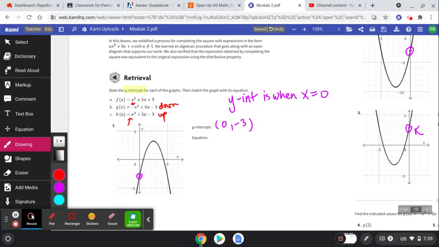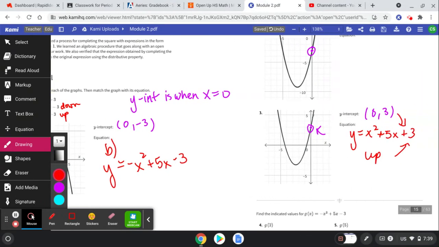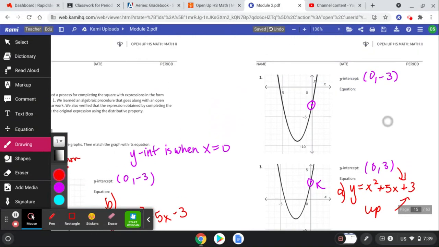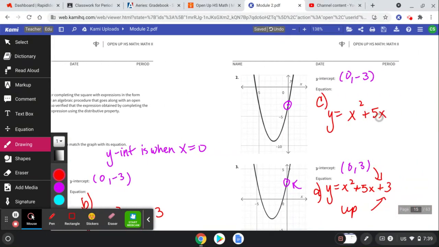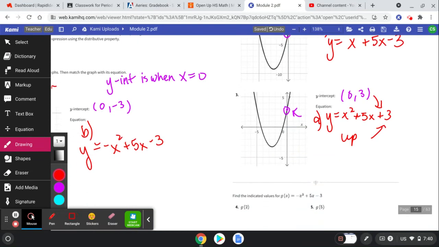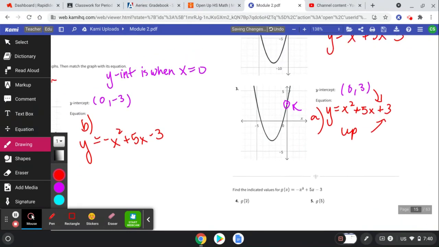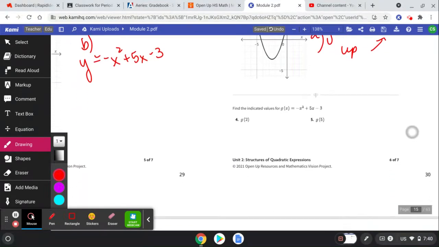So this down graph has to be B. Y equals -x squared plus 5x minus 3. This one was already with A. And then this one has to be C. Y equals x squared plus 5x minus 3. And that's it. We match the equations based on the A value and based on the y-intercepts.